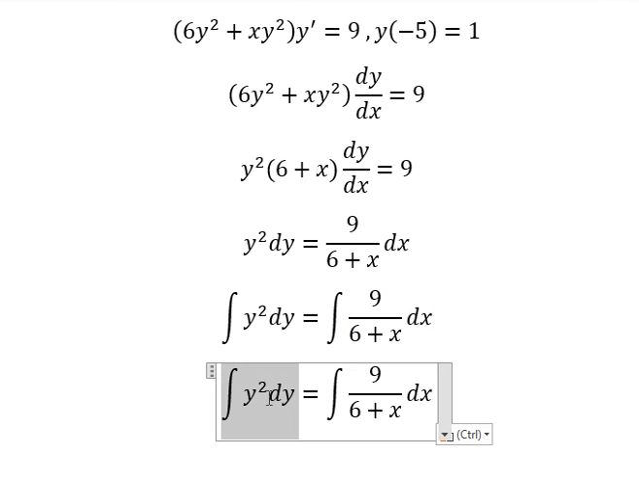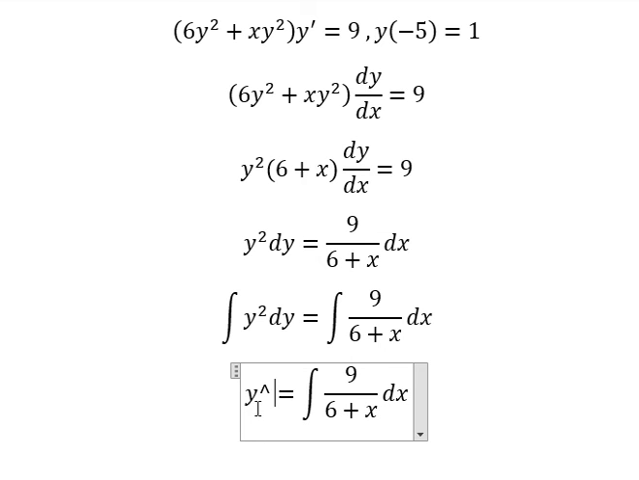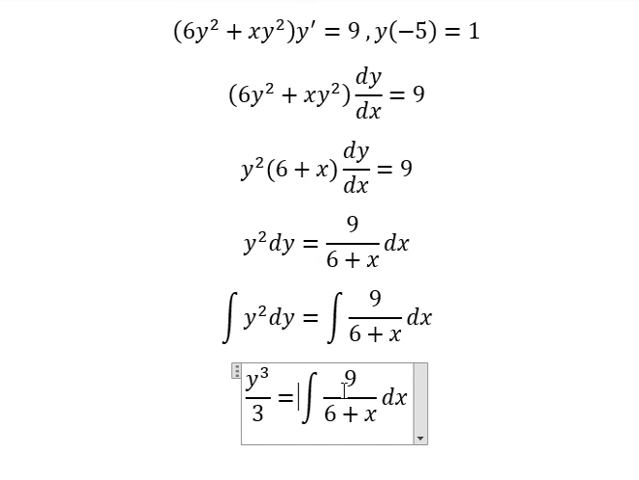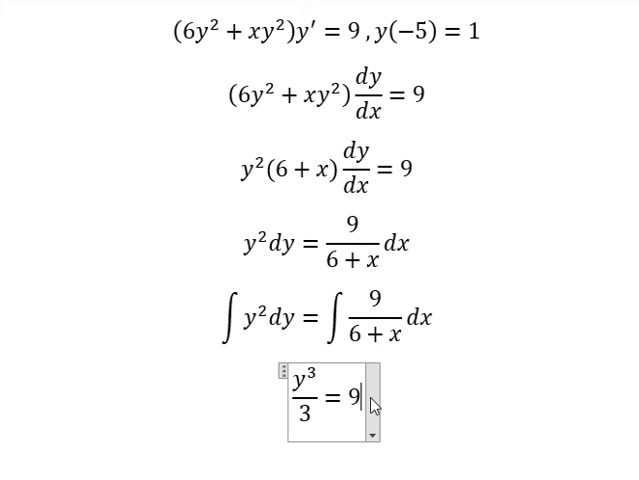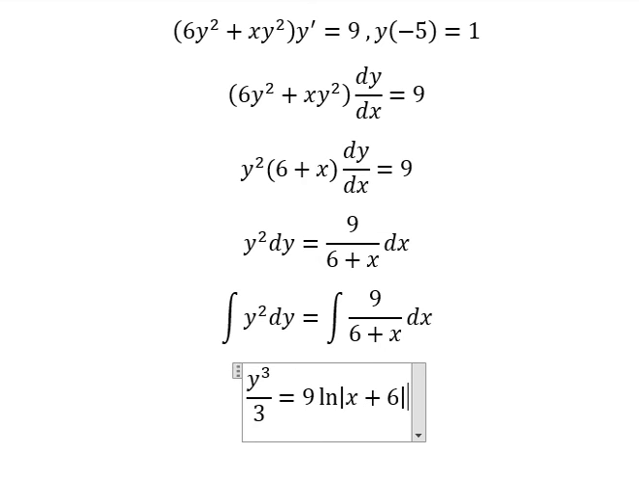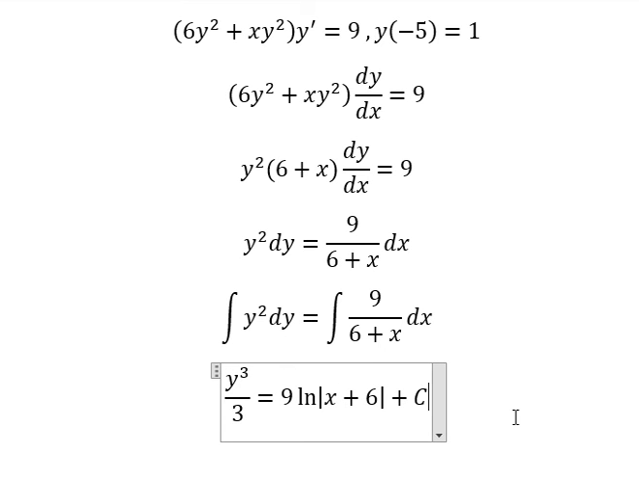The integration of this one, we have y to the power of 3 over 3. This one, we have 9 ln of the absolute value of s plus 6. And I will put c.